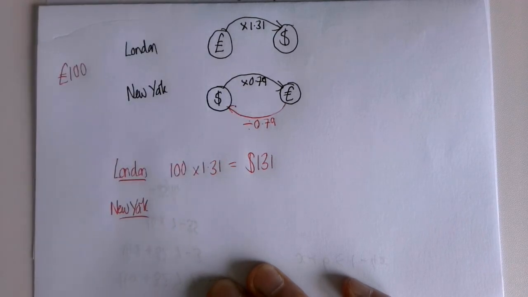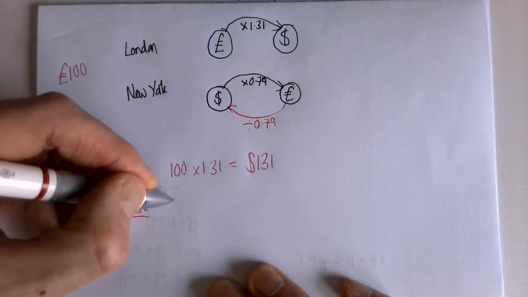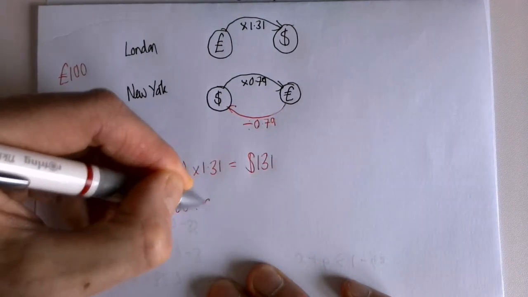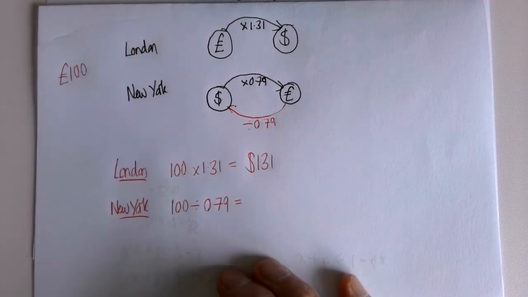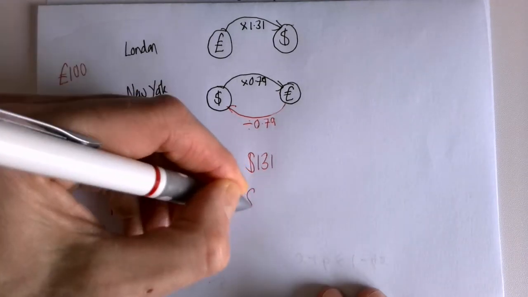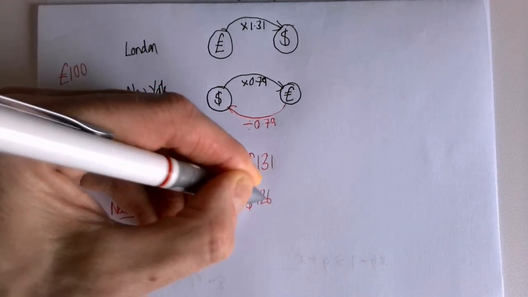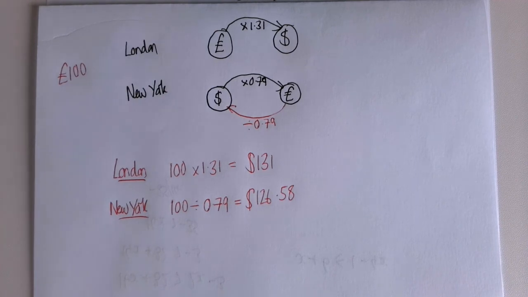Now, if he holds on to his money before he gets to New York and then uses the New York exchange rate, pounds into dollars, we're dividing by 0.79. I know that's going to give me a bigger number than I started with because I'm dividing by a number less than 1. So 100 divided by 0.79 gives me 126.58 when I round it, dollars.